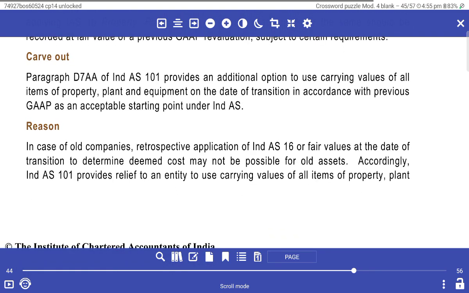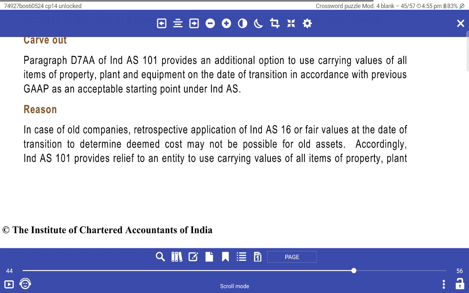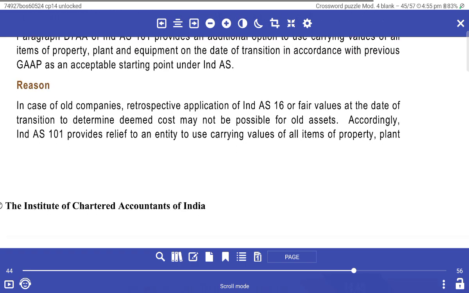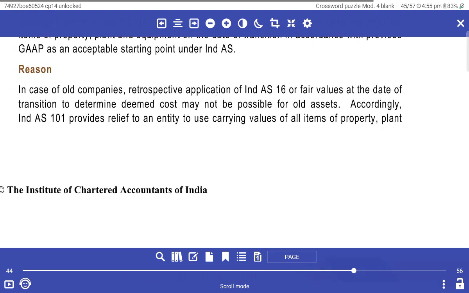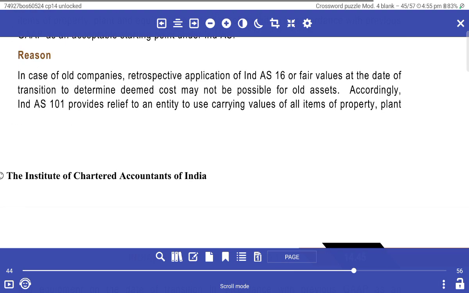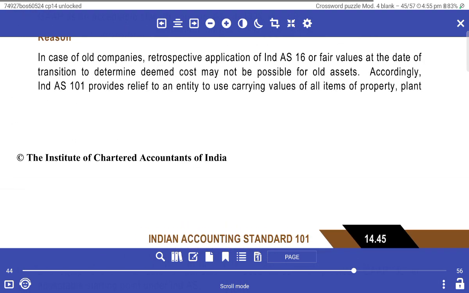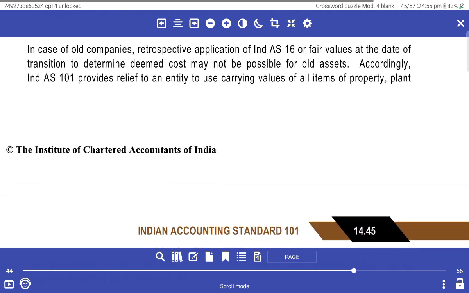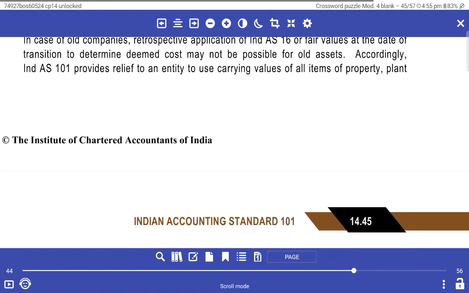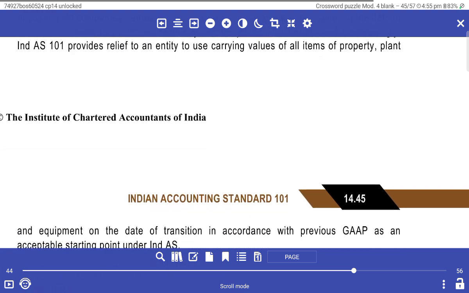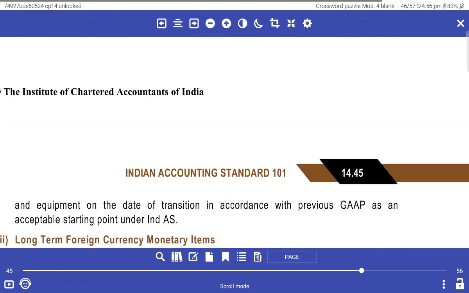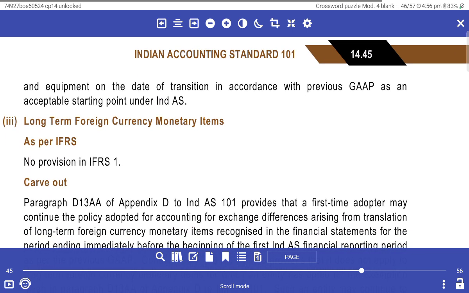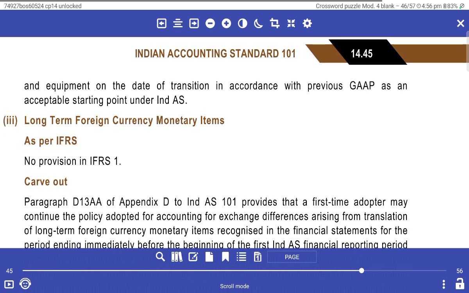Carving out paragraph D7AA of Ind AS 101 provides an additional option to carry forward the value of all items of property, plant and equipment at the date of transition in accordance with previous GAAP as an acceptable starting point for Ind AS. In the case of old companies, with retrospective application of Ind AS, the fair value at the date of transition is determined as the deemed cost, as may be possible for old assets. Ind AS provides relief to the entity to carry forward the value of items of property, plant and equipment at the date of transition in accordance with previous GAAP as an acceptable starting point of Ind AS.